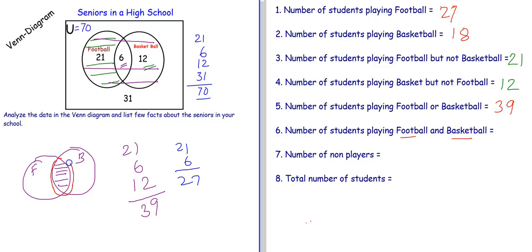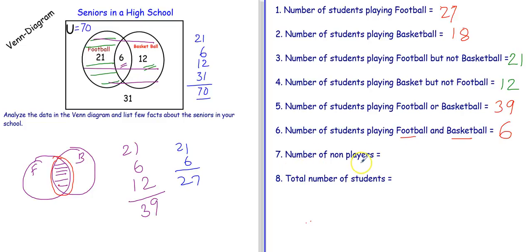This area is the common region. Like in this set we have 6 players who are included in the football set and also the basketball set. That's why those 6 players are those who are playing both the games. Hence I'll write my answer as 6 here.